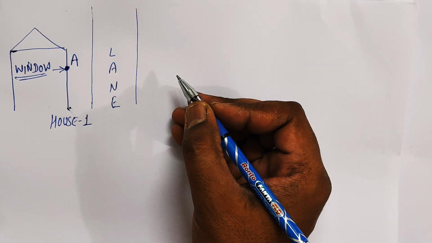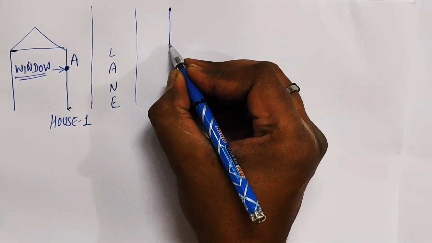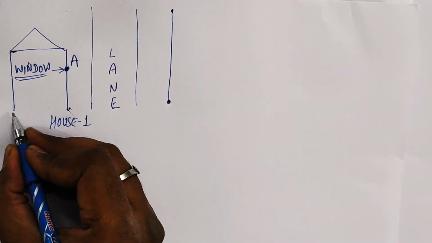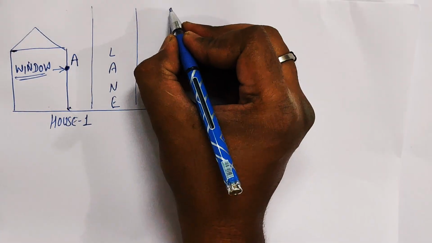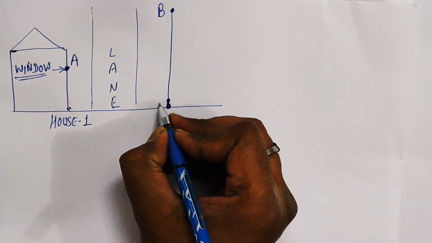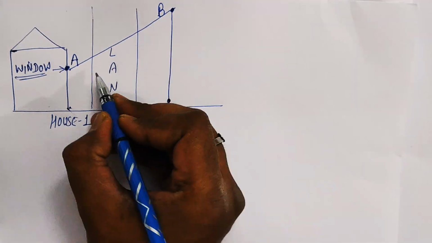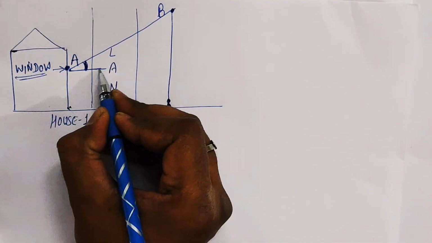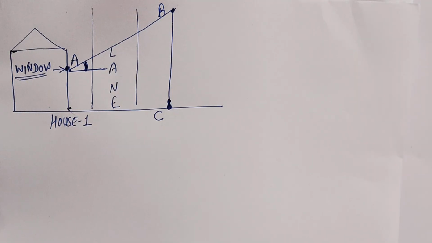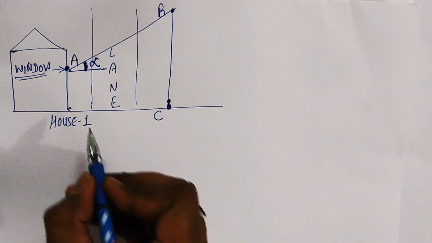Yes. And on the other side of the lane, another house is present. Let's say this is the height of the house, right? And this is the horizontal plane, and this is the point where house 2 is marked B to C. This is the height of house 2, and the angle of elevation from the window of the first house is given in the question as alpha, so I'm marking it as alpha.